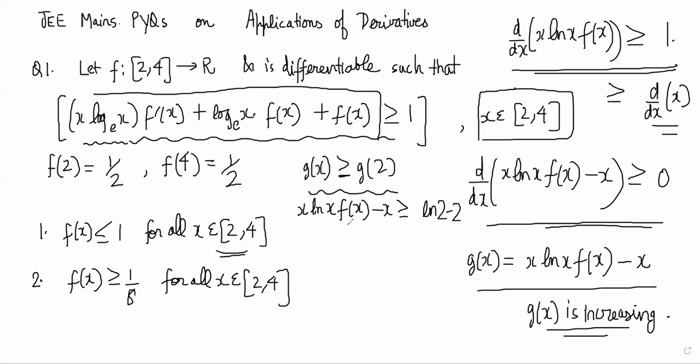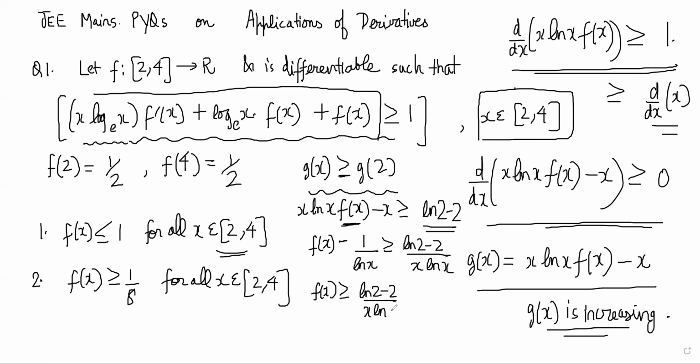Okay. So x ln x f of x minus x is greater than ln 2 minus 2. We have to say something about f of x here, right? Yes, sir. So ln 2 minus 2. Let's divide by x ln x. So you get f of x minus 1 by ln x is greater than or equal to ln 2 minus 2 by x ln x, right? Yes, sir. So we are getting f of x is greater than or equal to ln 2 minus 2 by x ln x plus 1 by ln x, right?